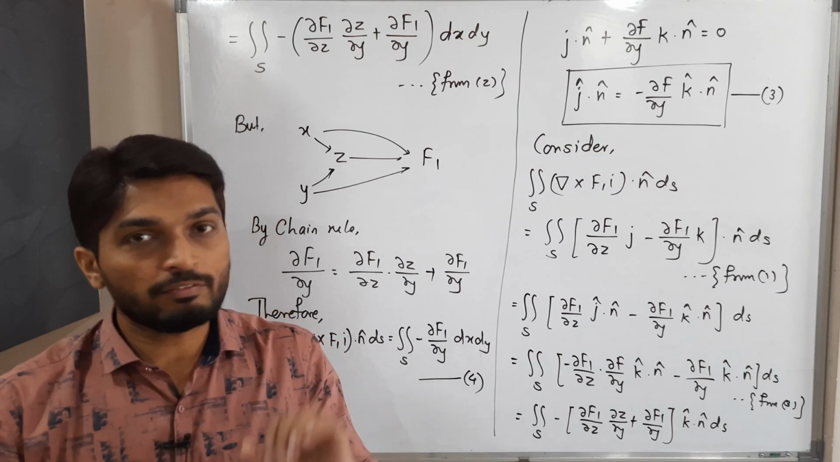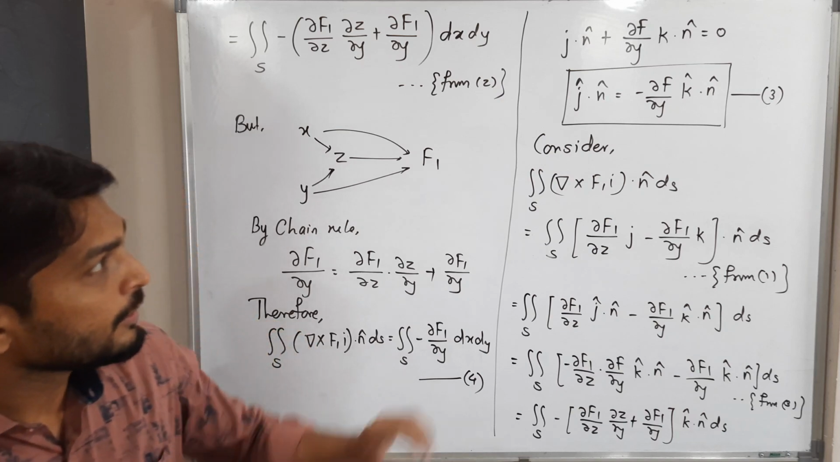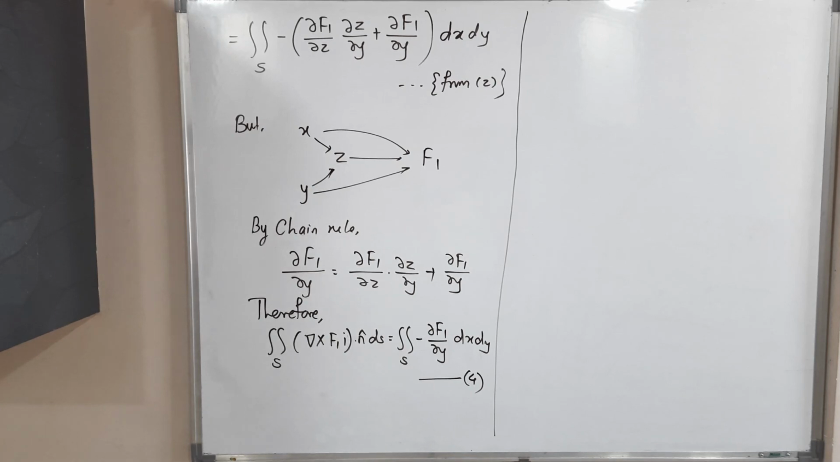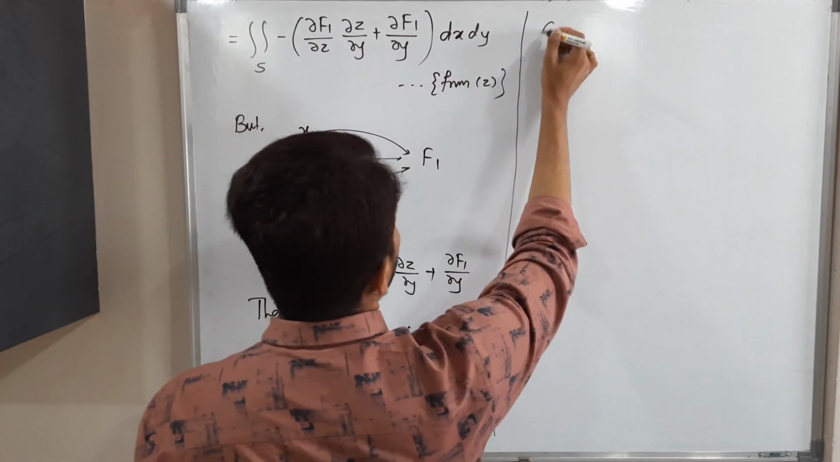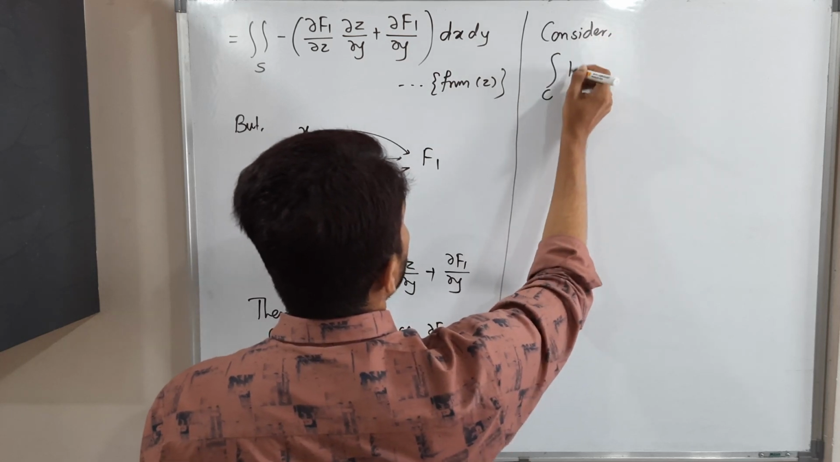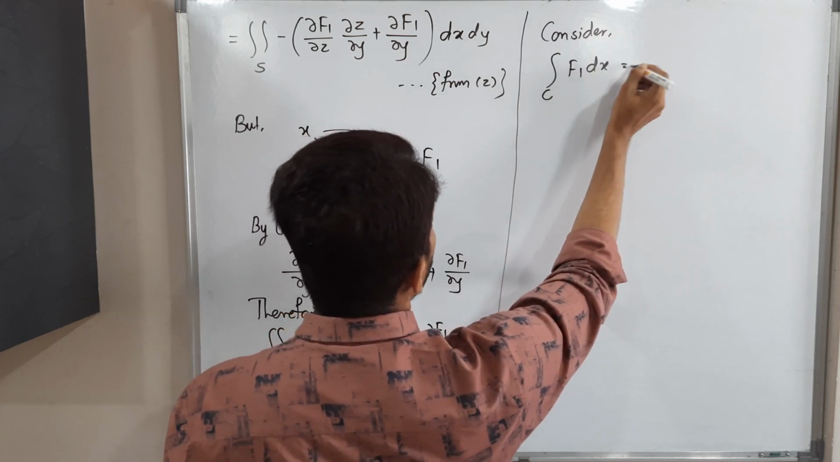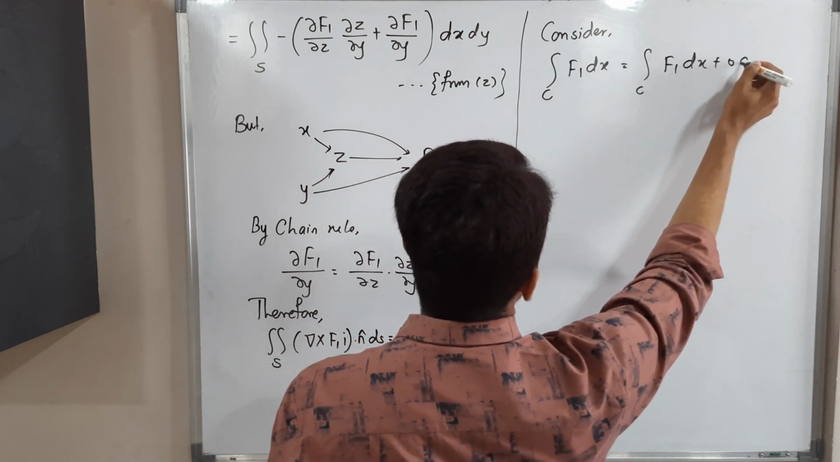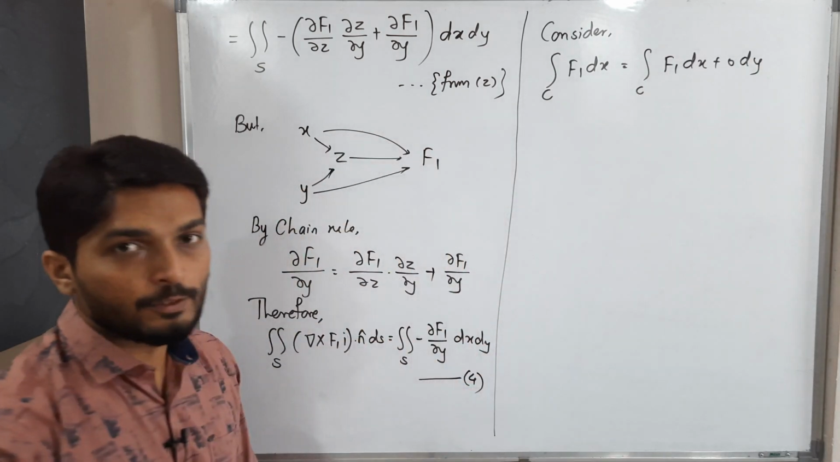So let us work on the left hand side also, that is the line integral. Let me remove this part to write some more steps. So let us work on the left hand side now. Consider that the left hand side was the integration over C of f1 dx. The same thing we can write in this way also, f1 dx plus 0 dy. Dy is not there, so we can write 0 into dy.